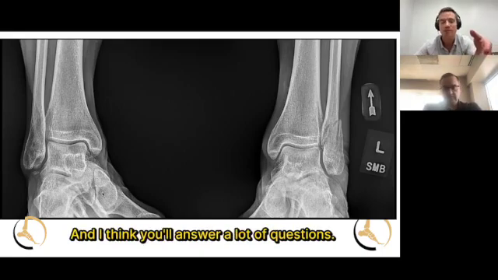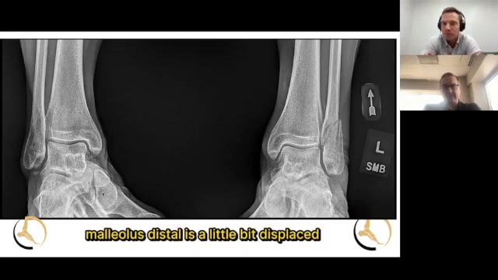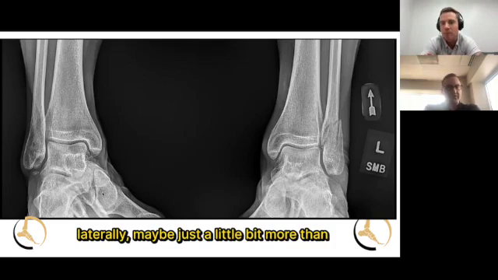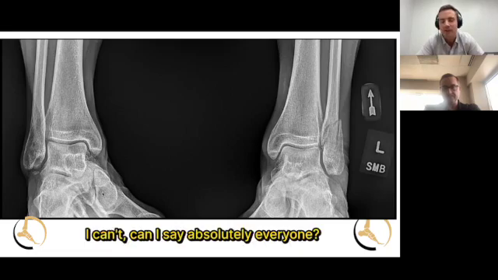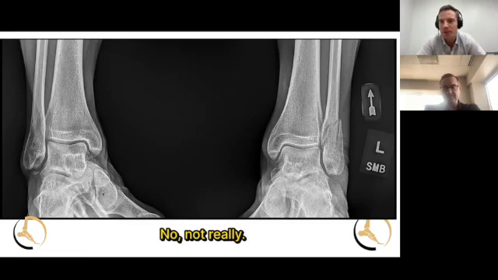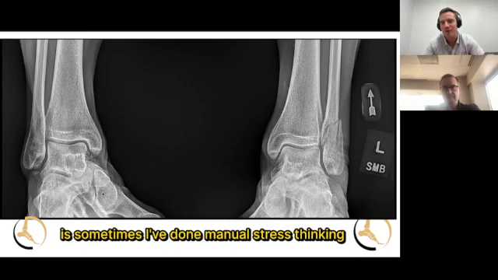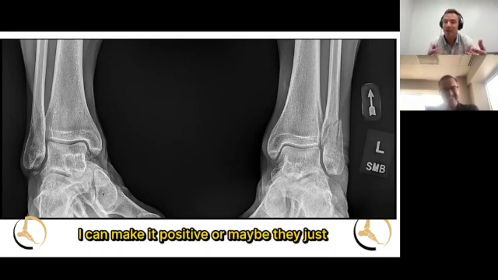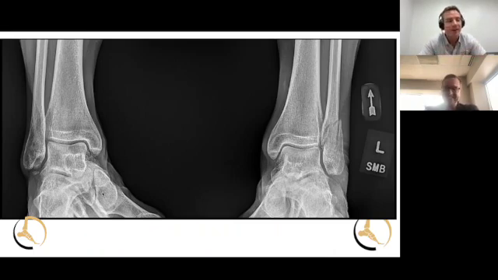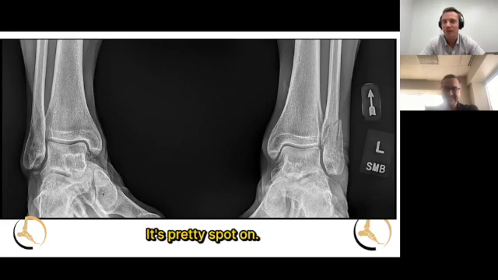Yeah, so what do you do though if that lateral malleolus distally is a little bit displaced laterally, maybe just a little bit more than what you have there? Same thing. I typically treat those non-operatively. Yeah. Can I say absolutely everyone? No, not really. And the other thing I was thinking is sometimes I've done manual stress thinking that if I get on there and really push on it, I can make it positive, or maybe they just didn't hold it right. Yeah. And most of the time, I'll be darned if the gravity stress doesn't do it. It's pretty spot on.